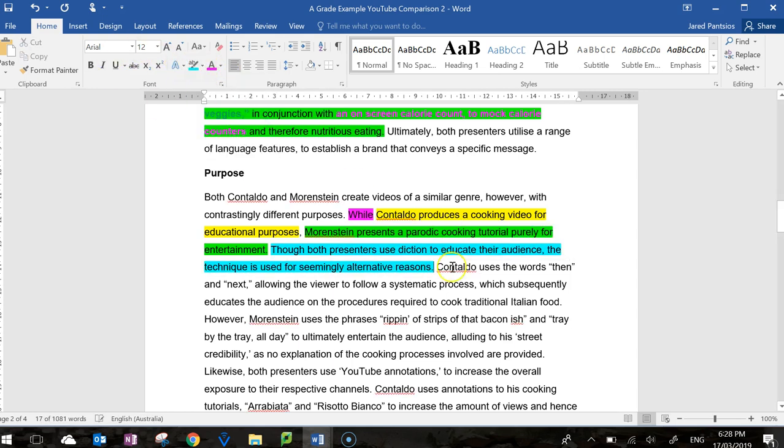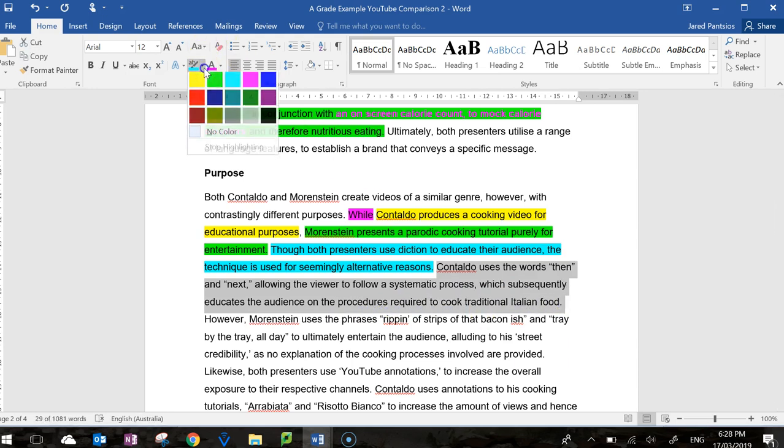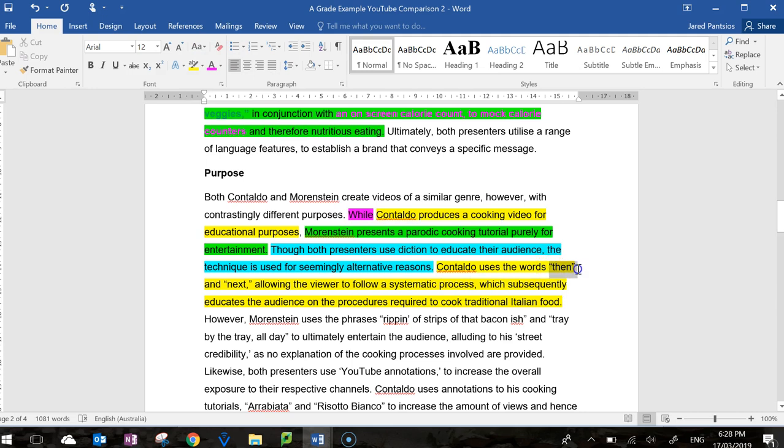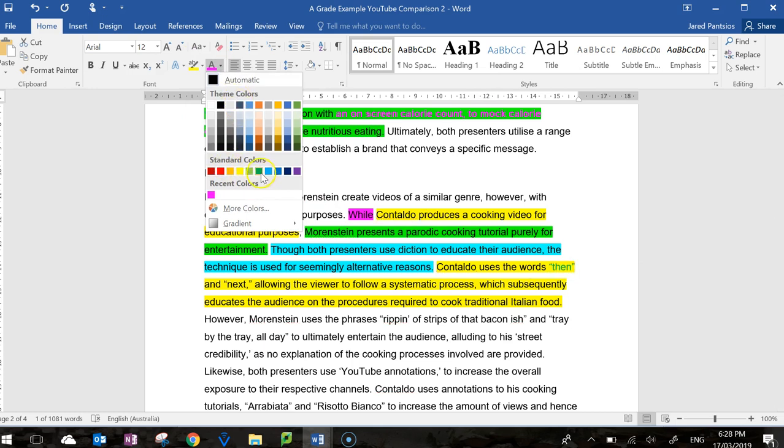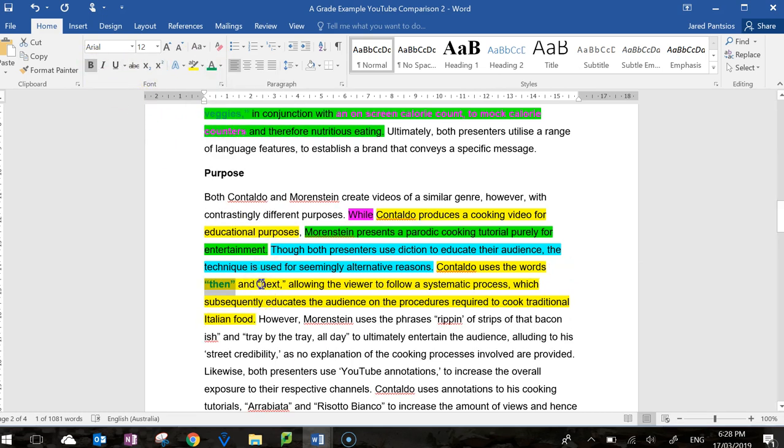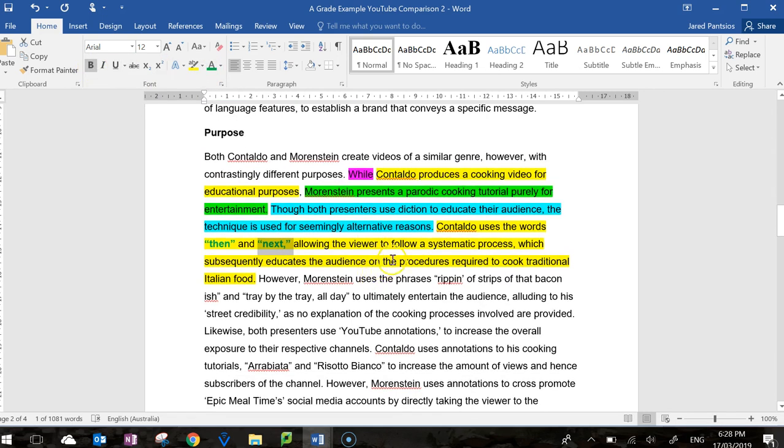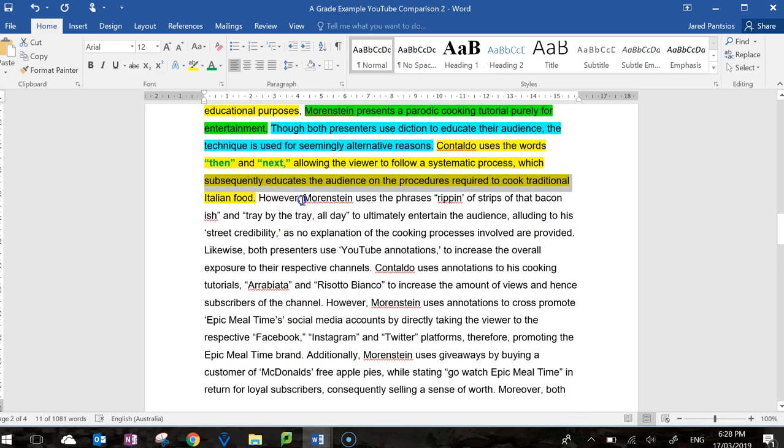So there's a nice little elaboration. Comparative uses words then and next, allowing the viewer to follow a systematic process, which subsequently educates the audience on the procedures required to cook traditional Italian food. So it's essentially instructional language. I would actually ask them to also, in that example, maybe reference form as to how he uses his hands, or something along those lines that even furthers this point, because you could fit it in there and actually reduce some of this fancy wording of procedures required to cook traditional Italian food. However, so we know that there's going to be difference.